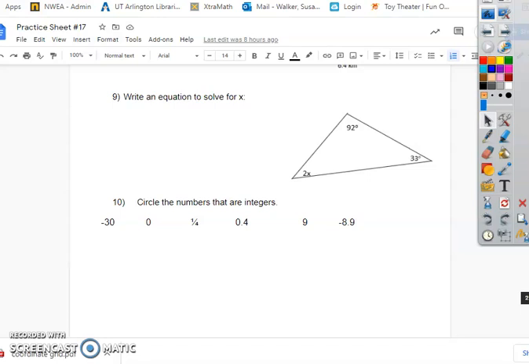And finally, number 10. Circle the numbers that are integers. Guys, remember, no decimals and no fractions. So I want you to X out all of your decimals, X out all of your fractions, and then everything that's left is an integer.